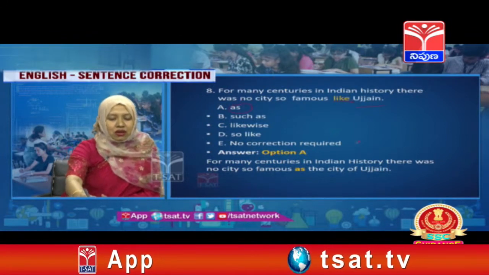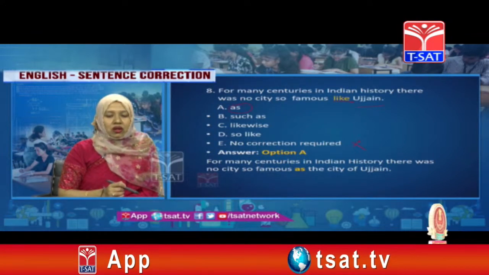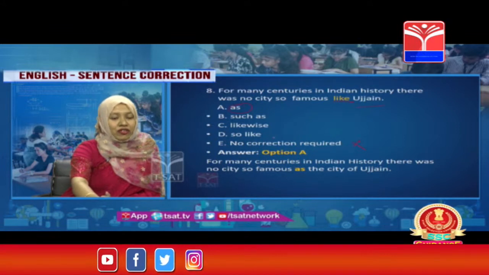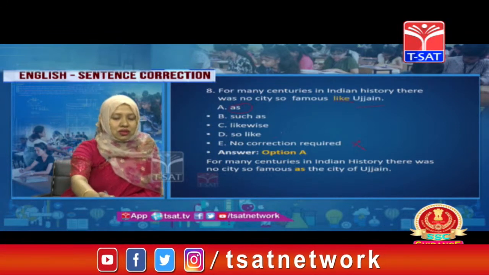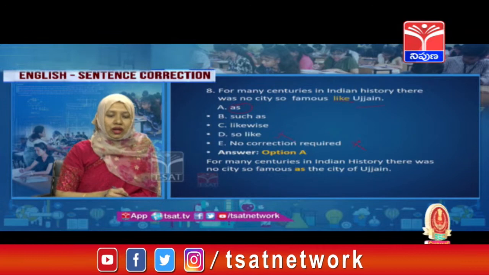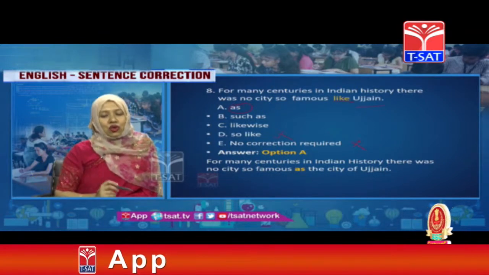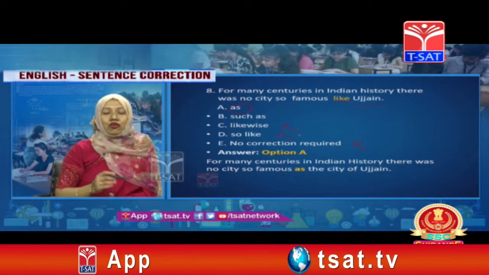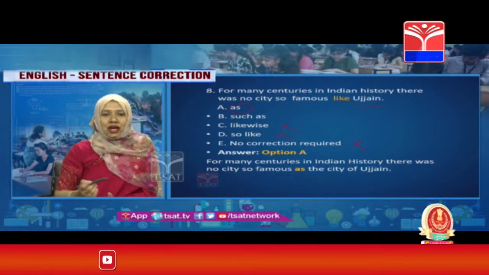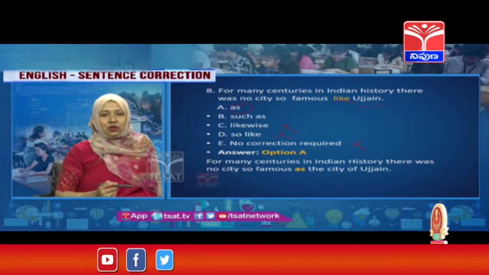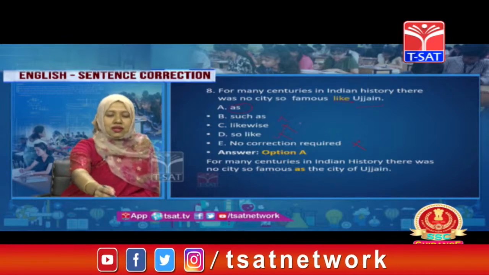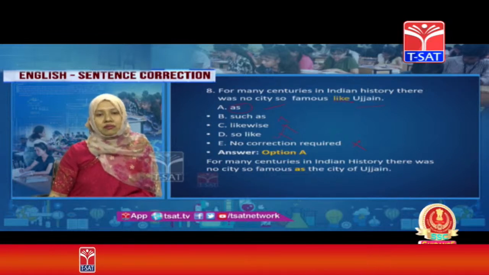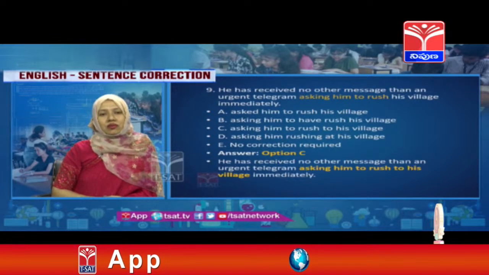There is a mistake. Option E is wrong. There was no city as famous so like Ujjain. Read, this option is wrong. You cannot use so like. There was no city so famous likewise. This is also not a suitable answer. There was no city so famous such as Ujjain. This is also wrong. So what is left? Option A is left. That is the correct answer. Simple. You will get the answer.